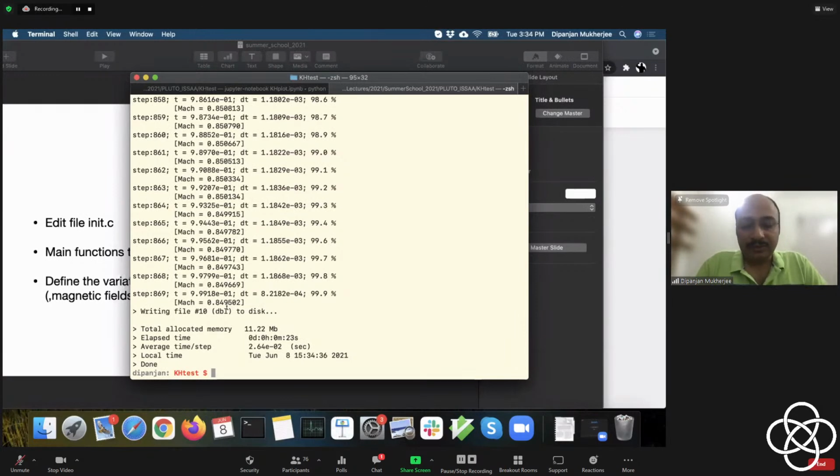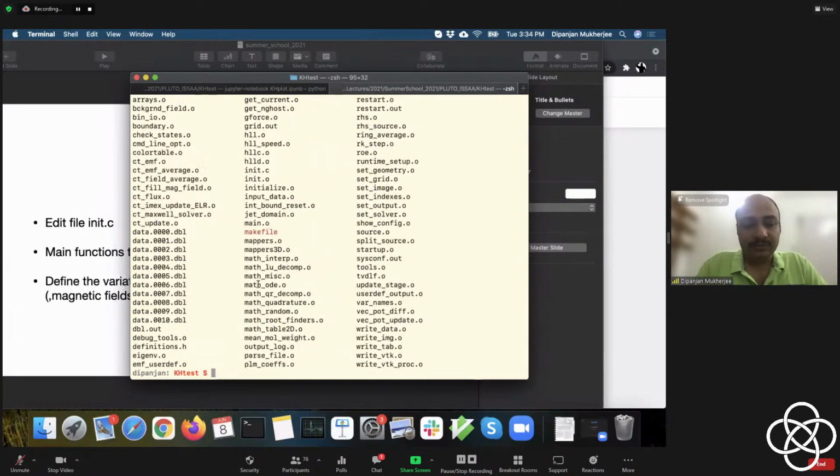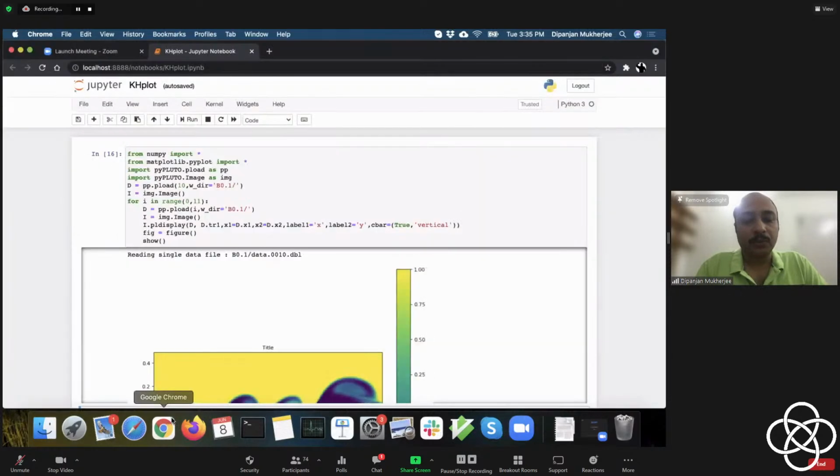So now that I have run, you'll see that I have created these .dbl files, and these are the Pluto data files. Each of these data.dbl files has all the fluid variables encoded in it: density, pressure, velocity, and magnetic field. Now, these are binary data files, and there are helper routines in the Pluto distribution to help you read them, or you're welcome to write your own routines. It's very simple. And I have already prepared a Jupyter notebook for this.